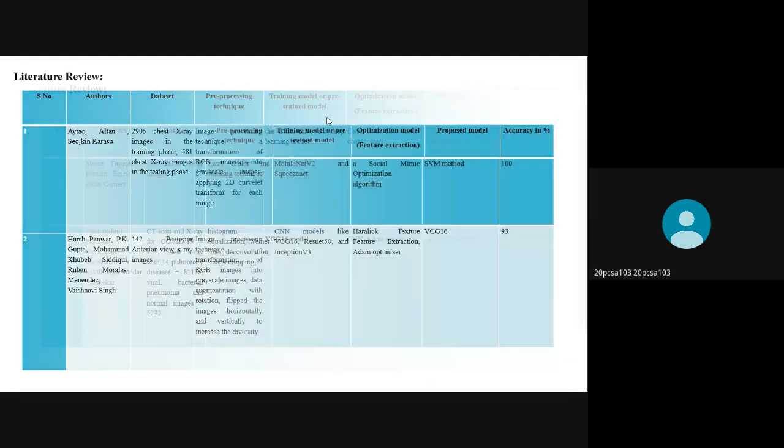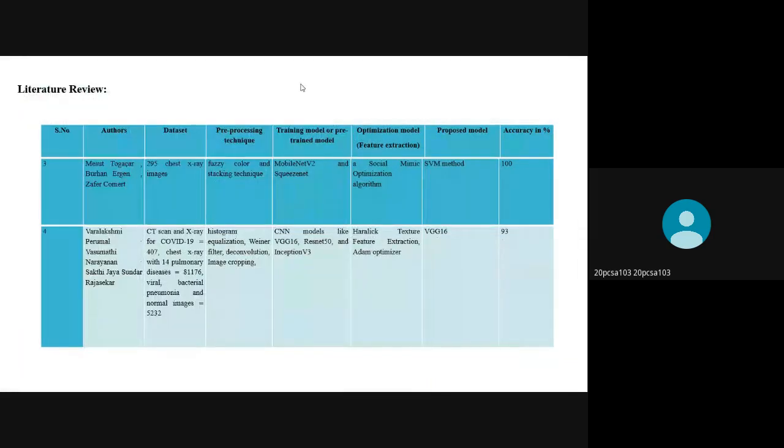In the third paper, the author uses an SVM classifier. The data set has nearly 295 test X-ray images. Fuzzy color and stacking techniques have been used to remove the noise and to improve the quality of the image. MobileNetV2 and SqueezeNet are the pre-trained models which are used in this paper. SMO is the algorithm which is used for extracting the features.